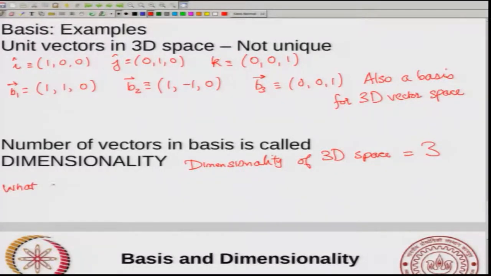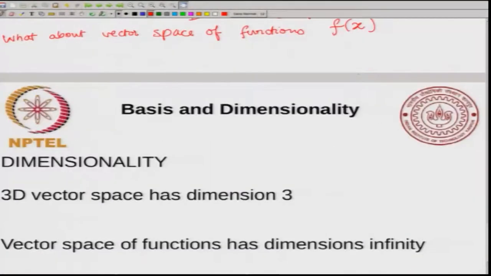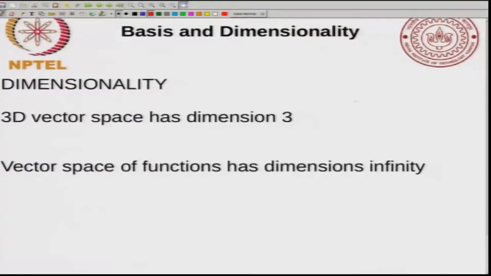about the vector space of functions of x. So, I said that if you take the space of all functions, then that is also a vector space, and what is the dimensionality of that vector space? So, vector space of functions, this f of x. So, if you want to write an arbitrary f of x as a linear combination of a certain number of f of x, because the space of functions is infinite, you can have infinitely many different functions. Okay. So, actually the dimension of this vector space of functions is infinity.